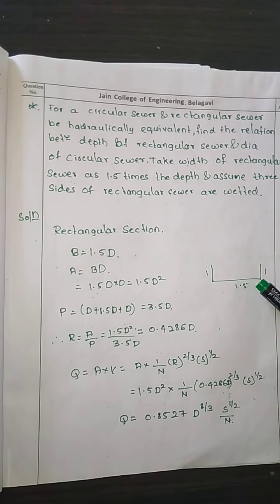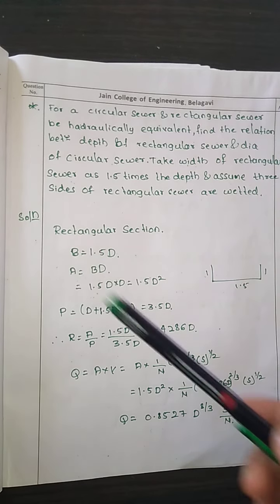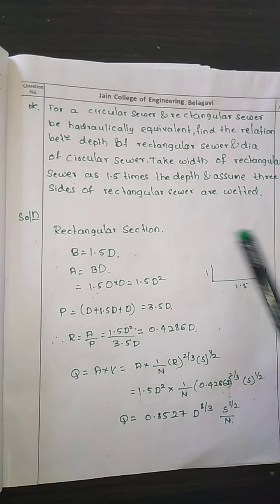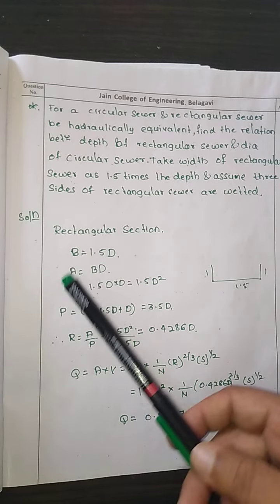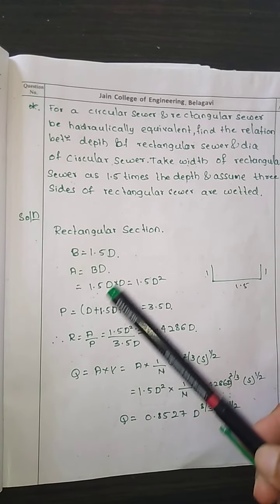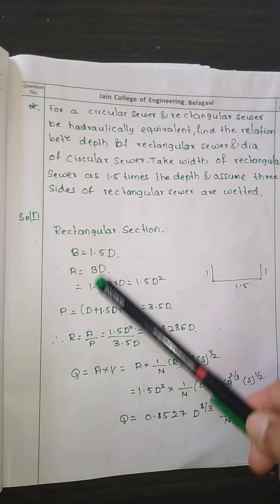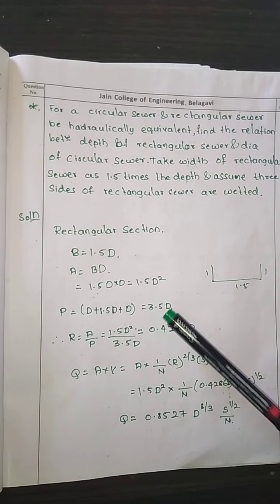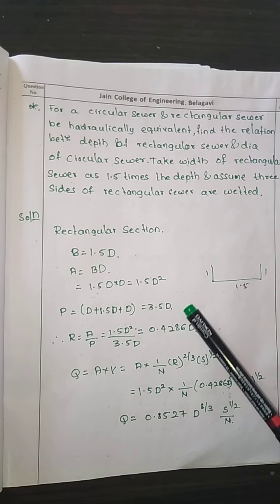Now we need to find what? We need to find the relation between the rectangular section and the hydraulically equivalent circular section. The depth of the rectangular section and the diameter of the circular section, we need to find the relation. Now here, the breadth is 1.5 times the depth. Area is nothing but the breadth into depth. So as b is 1.5 D, we are going to substitute, and we get the area as 1.5 D squared.